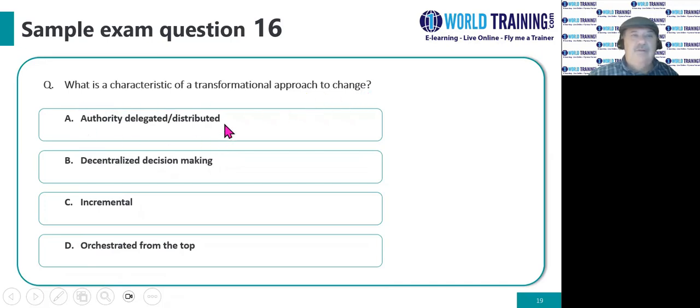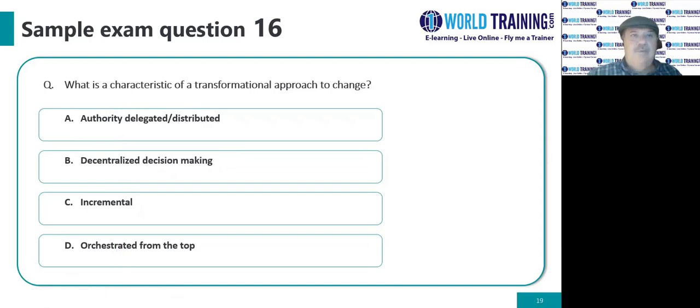Authority delegated and distributed? It's not terribly wrong. Let me see what else they have here. Decentralized decision making. Yeah, maybe incremental. Yeah, maybe orchestrated from the top. All of these have some validity, so I probably would again mark this as not sure. Go look it up to see just what the chart said.